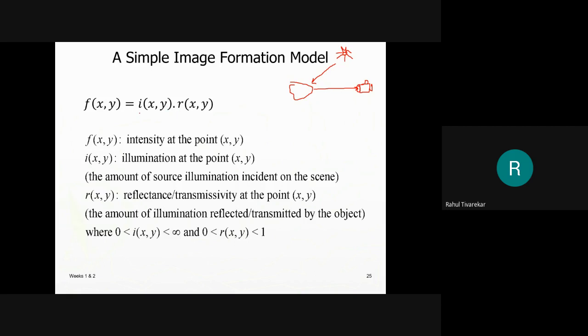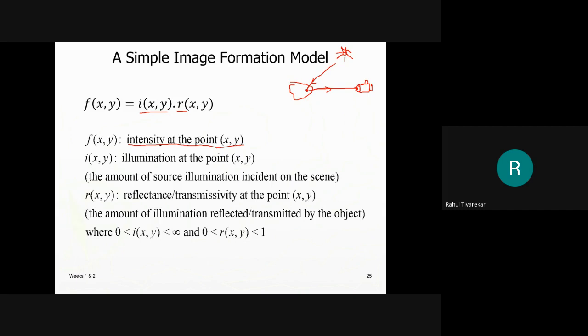So it depends on the light incident, which is called I, and the light reflected, which is called R. So the intensity of these two, incident and reflected light, will define the image formed. So let's say f of x, y is the intensity at a point x comma y. For example, let's analyze what the image formed at this point is. It will depend on the incident light at this point and the reflected light from this point. I hope you understood.